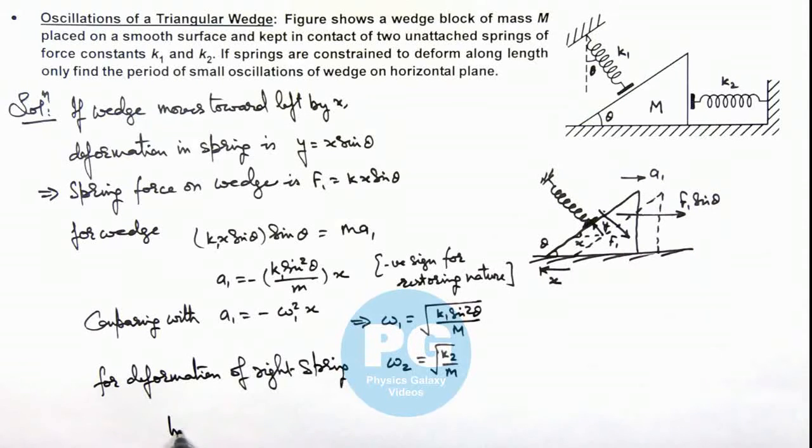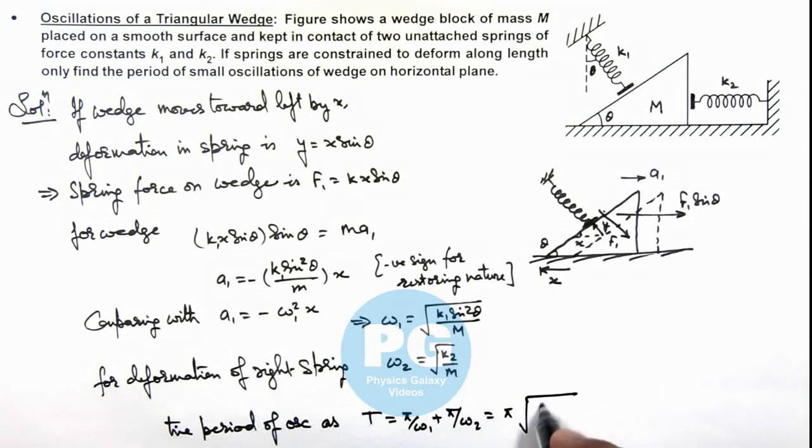So we can simply write the time period of oscillation as T is equal to pi by omega 1 plus pi by omega 2, which is pi root of m by k1 sine square theta plus pi root of m by k2. That will be the final result of this problem.